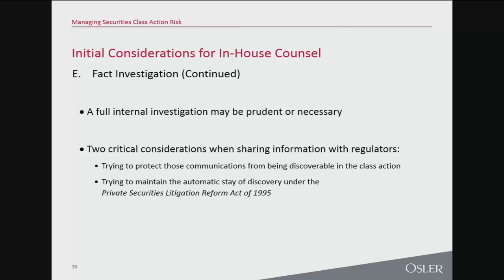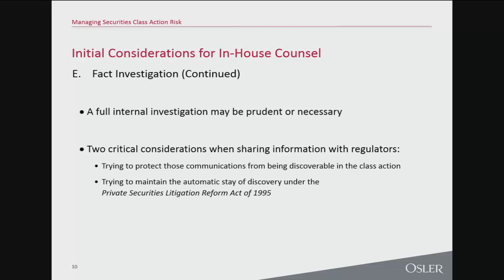When you do have regulatory interest, it obviously becomes a lot more important to really dig into the facts early on so that you can work with the regulator, as I mentioned. There are a couple of things that you need to keep in mind when you have both a regulatory investigation and a securities class action.